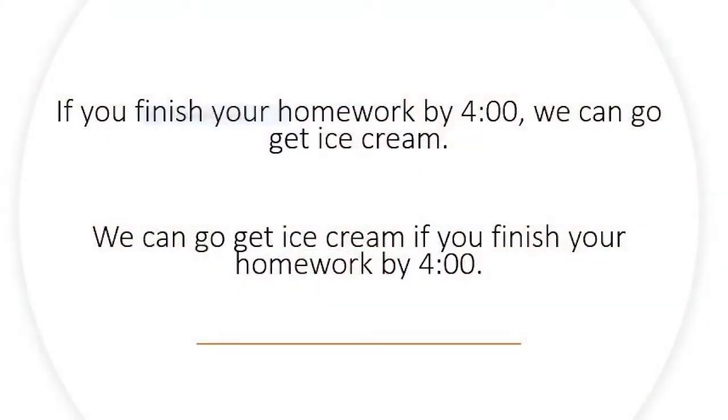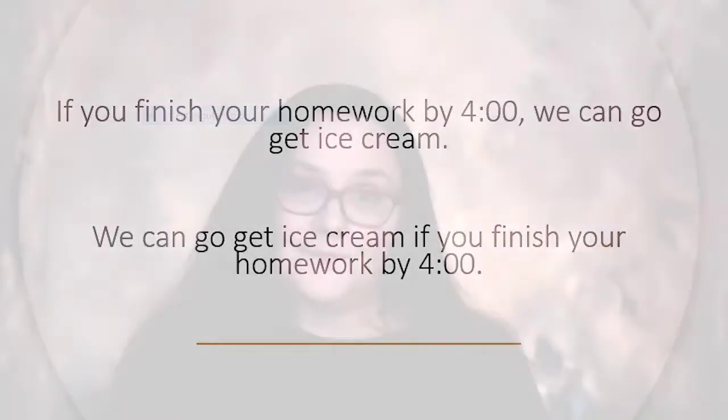Another example of this might be an if clause. If you finish your homework by 4 o'clock, we can go get ice cream. So the if clause is not a complete thought. I can't just say, if you finish your homework by 4 o'clock. That's not enough information. That's not a complete thought. I'm saying if. So I need to put a comma afterwards. If you finish your homework by 4 o'clock, comma, we can go get ice cream. Again, if I put the if clause at the end of the sentence, I no longer need a comma. We can go get ice cream if you finish your homework by 4 o'clock.